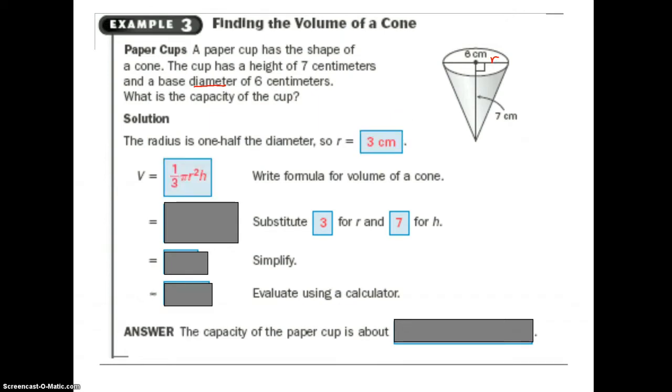Let's write down the formula. Plug in what you know. 1/3 times pi times the radius, which is 3, so we don't need 6, squared times the height, which is 7. When you solve this problem, you have to do the exponent first. So 3 times 3 is 9. Now you can multiply left to right.